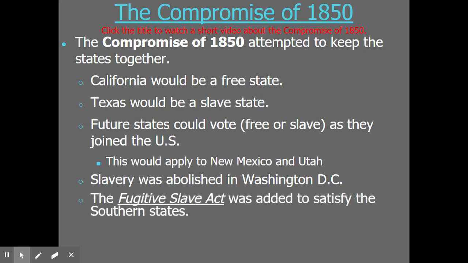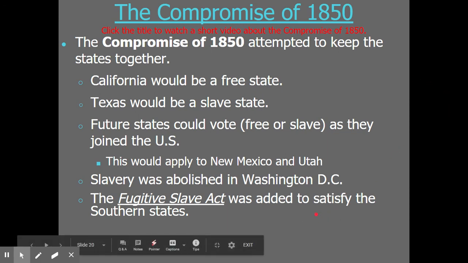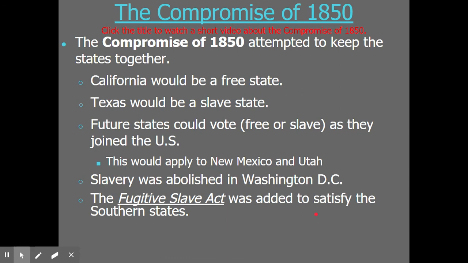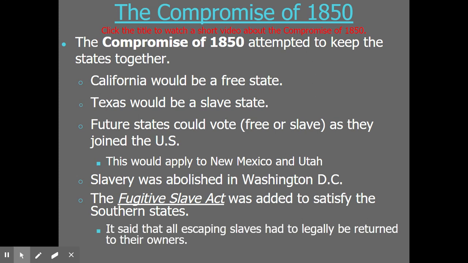And then the last thing that was added was the Fugitive Slave Act. And this was basically added to pacify the southern states, because the southern states were all mad because they didn't feel like this compromise package really benefited them in the manner that they'd hoped. So they added a Fugitive Slave Act to it. And the Fugitive Slave Act basically said that all escaped slaves, any slaves who had escaped to the North, had to legally be returned to their owners.